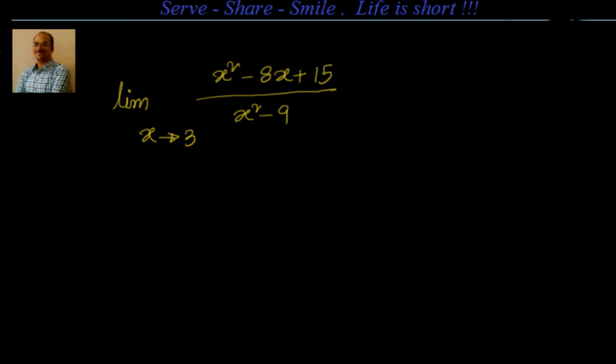So let's look at this example, and that's a simple example we have here. Find out the limit of x square minus 8x plus 15 divided by x square minus 9 as x tends to 3. So let us substitute first now and see. That is 3 square minus 8 into 3 plus 15 by 3 square minus 9. So 15 plus 9, 24 minus 24, 0 by 0.